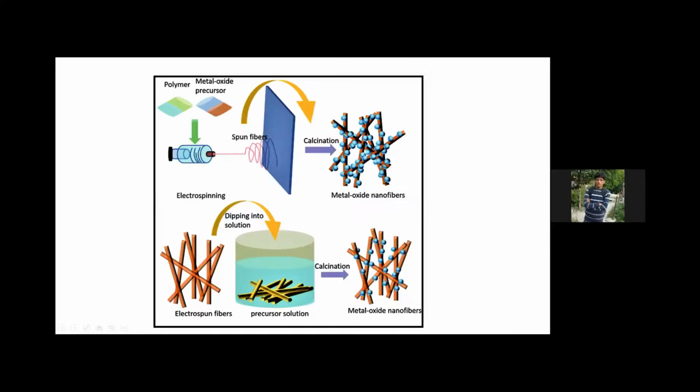So one of the examples is this: we put a polymer and the metal oxide precursor into the syringe, and during this electrospinning technique, we can get the nanofibers, and after that calcination, we can get the metal oxide nanofibers. So in that case, also if we want to make the complete nanofiber, we can use the electrospinning technique, and also we can make many composites based on the polymers.